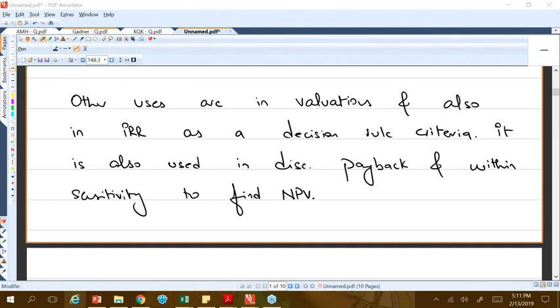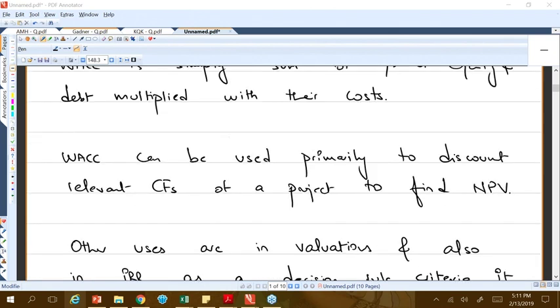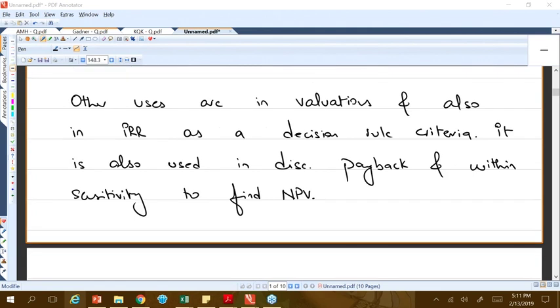Any questions on valuations? We will cover that in the last session. But remember, today's focus is only on business finance. So here are a few uses of the WACC. We use it in NPV. We use it in valuations, which we'll see in session 4. We can also use it in IRR as a decision rule criterion, and finally in discounted payback, and also within sensitivity analysis when we find the NPV of something. How do we find NPV? Again, by discounting the relevant cash flows. So quite many uses of the WACC.